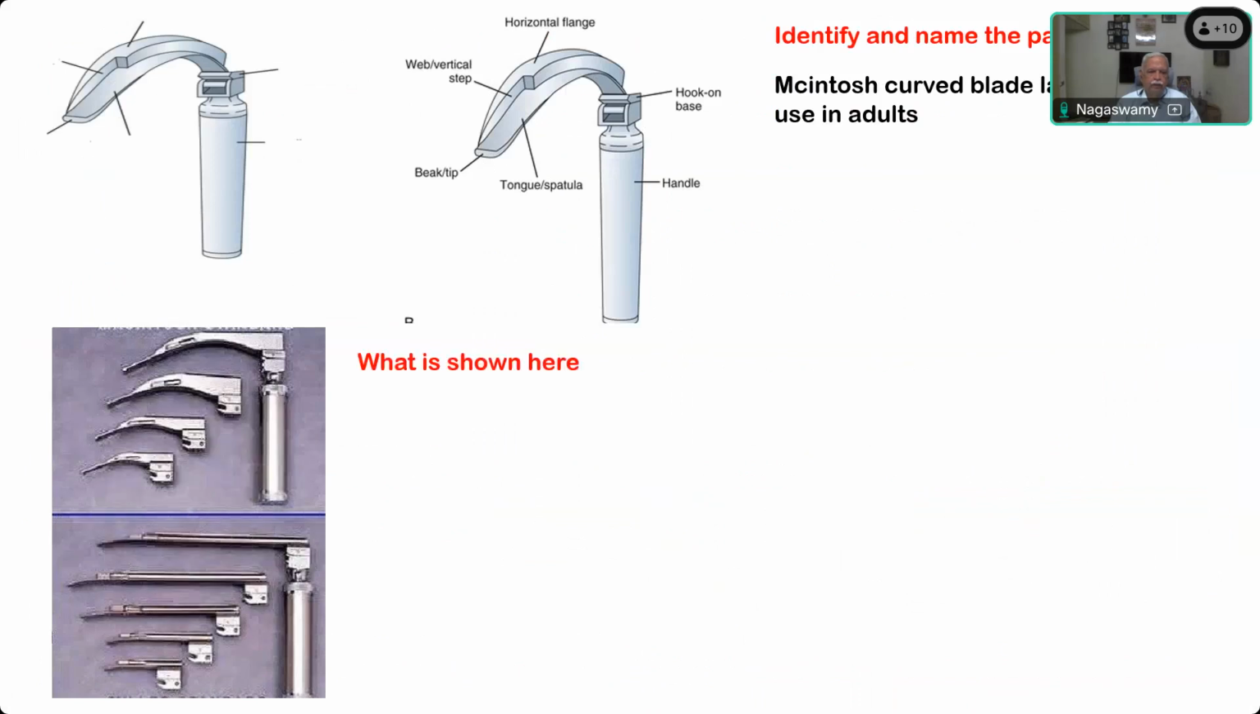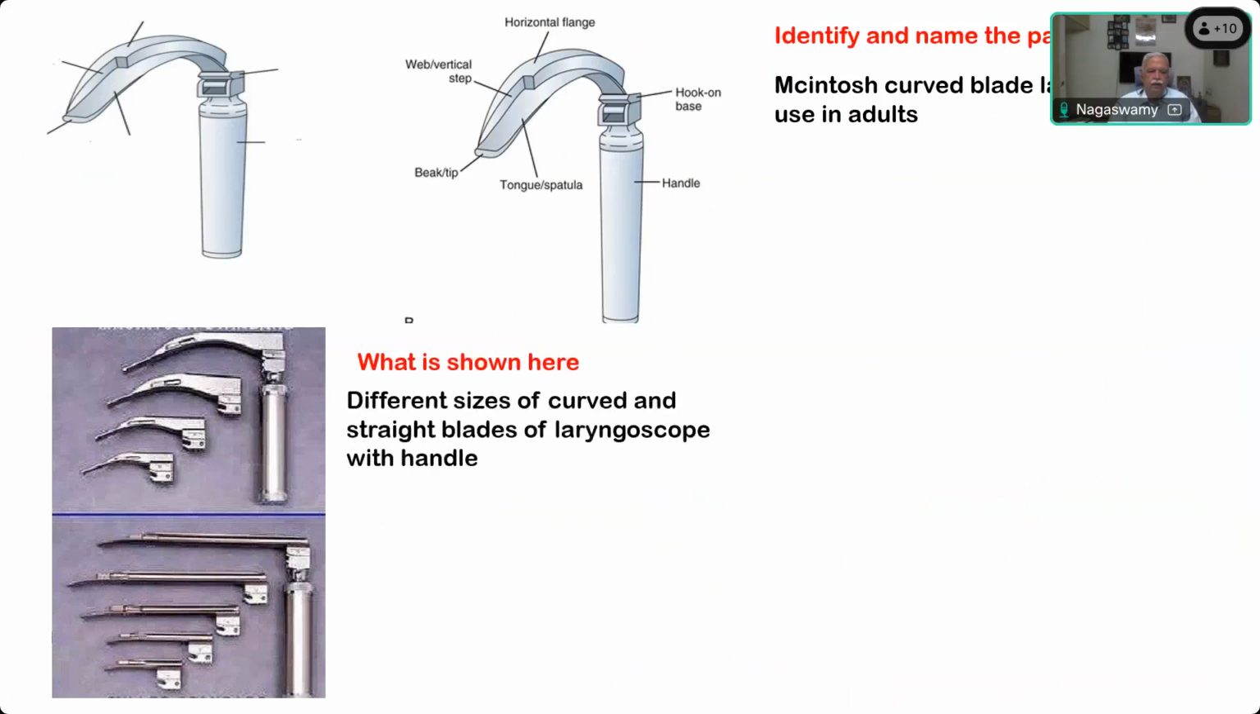What is shown here? Macintosh and Miller's blades of different sizes. Even if you don't know the name, you can say curved and straight blades of different sizes with the handle. Okay, different sizes of curved and straight blade laryngoscope with handle.